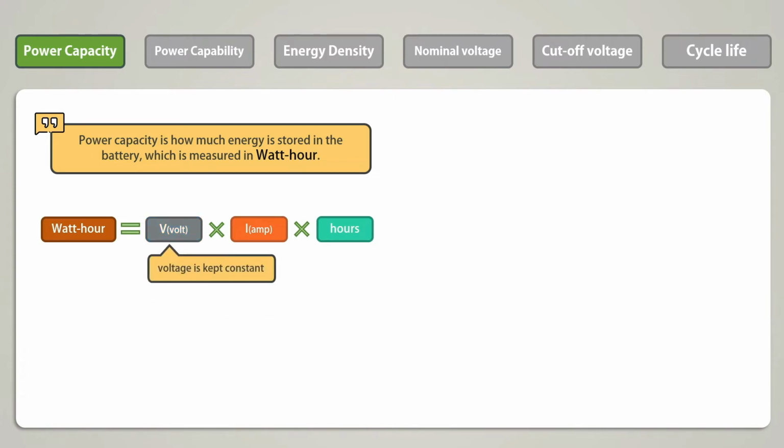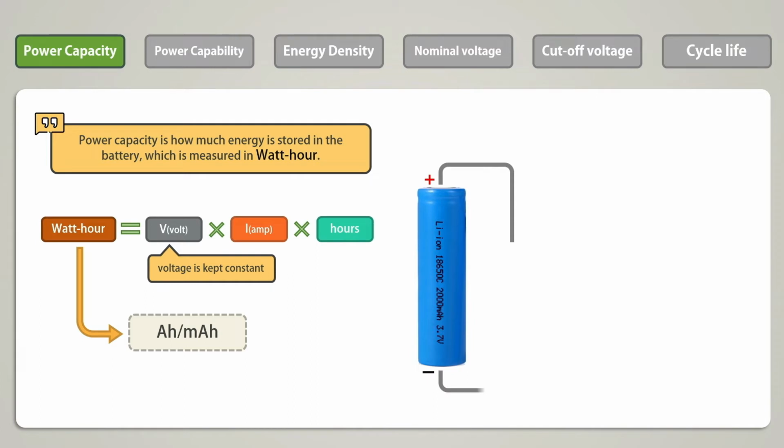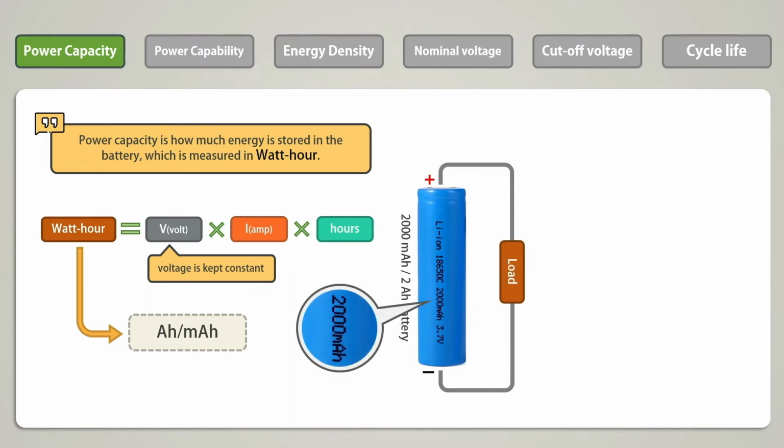Since voltage is kept constant for a battery type, due to its internal chemistry, it is measured in amp-hours, or milliamp-hours. We generally see the battery ratings as 2000 milliamp-hours, while reading the specifications of a smartphone or power bank. But what does that mean?